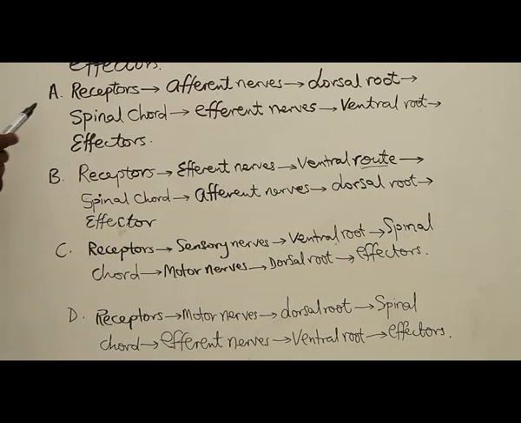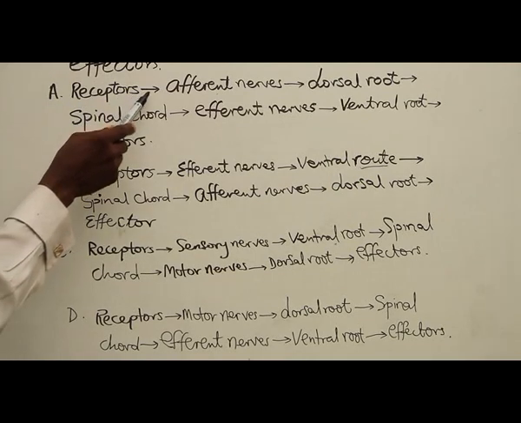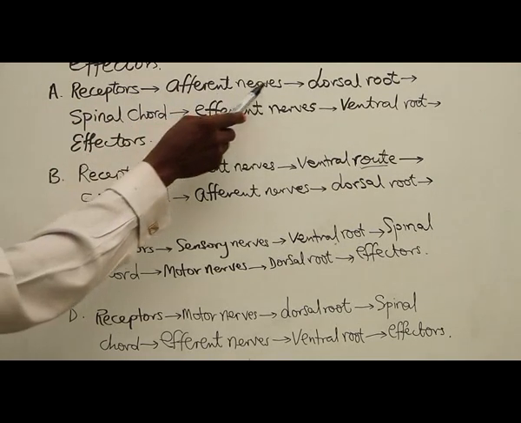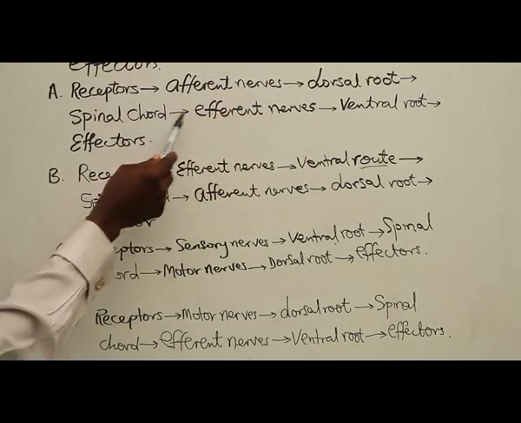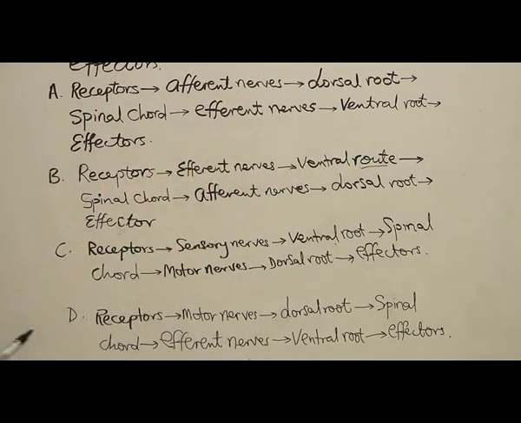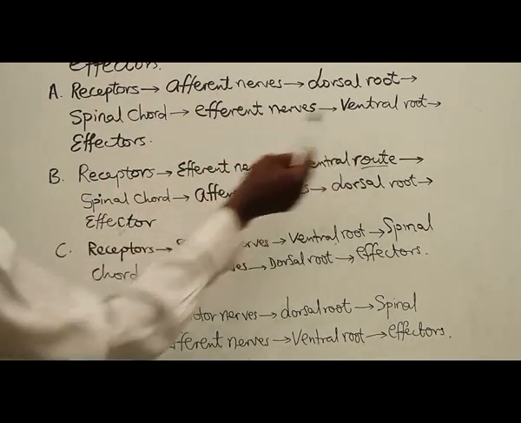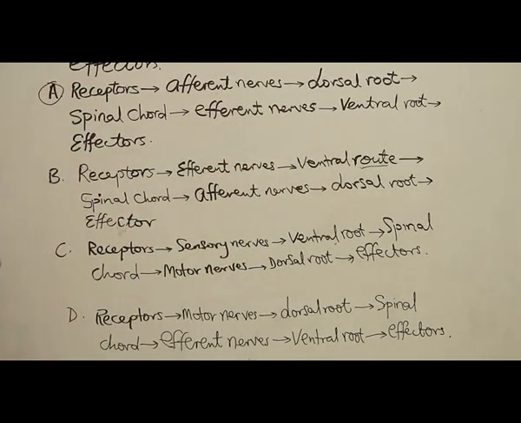Our answer is A, receptors passing impulses to afferent nerves through dorsal root to the spinal cord, from the spinal cord through efferent nerves, that is motor nerves, through ventral root to effector. So our answer is A.